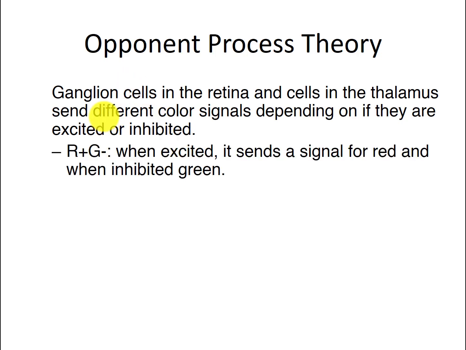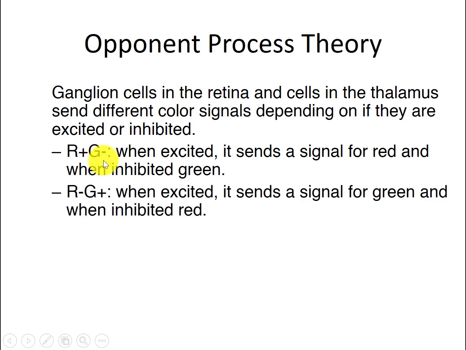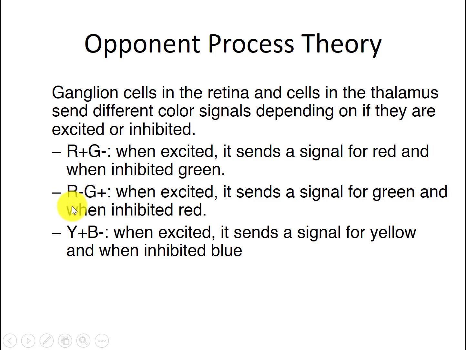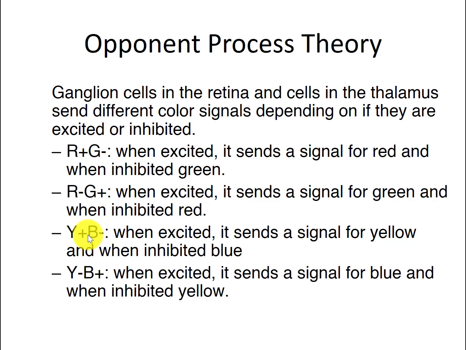So we have ganglion cells and probably cells in the thalamus that are R plus G minus. They're sending a signal of red when excited and a signal of green when inhibited. We also have ones that send signals of green when excited, but red when inhibited. And then we have yellow ganglion cells. These are sending a signal when excited that yellow is being perceived. But if these ganglion cells are inhibited, we're sending a signal of blue. And likewise, blue when they're excited, yellow when inhibited.